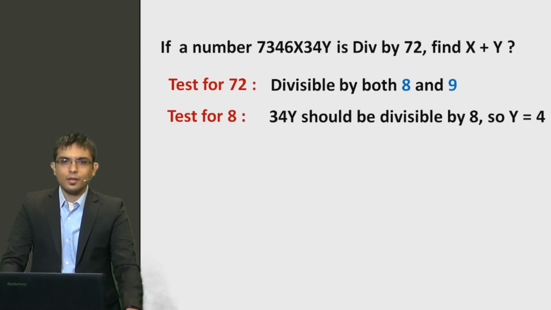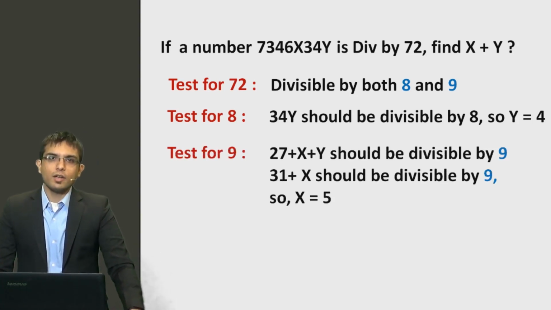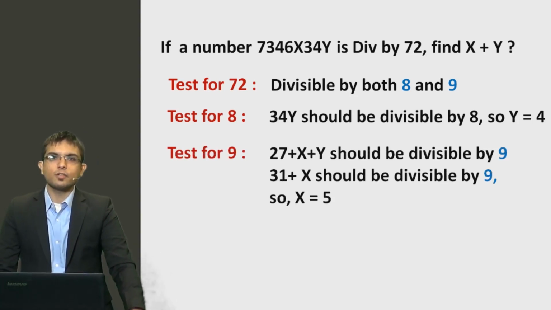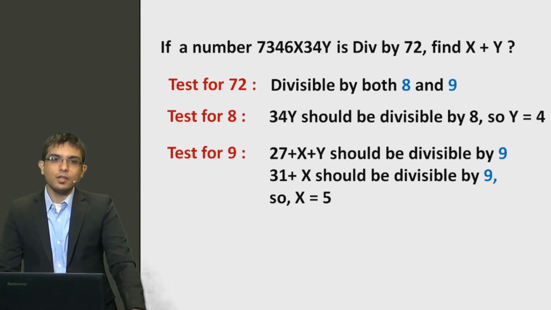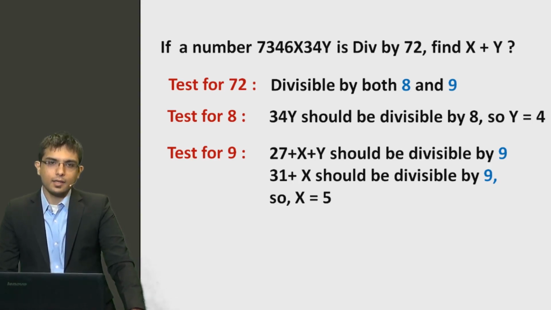Now, if this number is divisible by 9, that means 7 plus 3 plus 4 plus 6 plus x plus 3 plus 4 plus y, which is 27 plus x plus y. That should be divisible by 9. Now we know from the above statement that y is 4. So if we put y as 4, 31 plus x should be divisible by 9. In that case, x must be 5 because we know 36 is divisible by 9. So x is 5 and y is 4. You are asked what is the value of x plus y. So answer is 9. x plus y will be 9. That's something that you should understand.